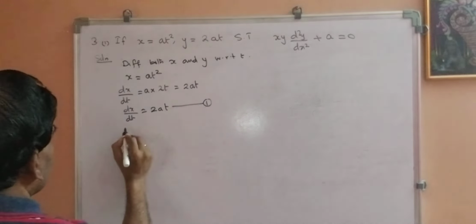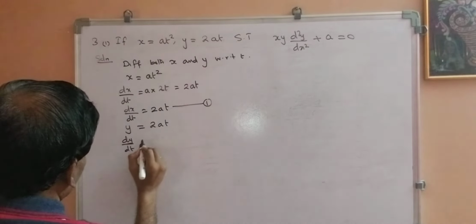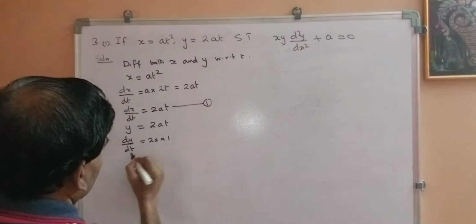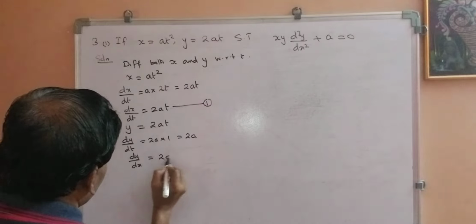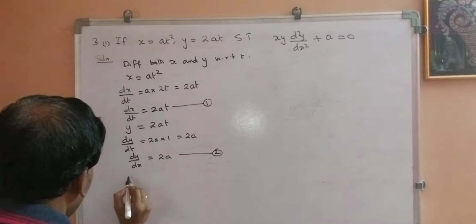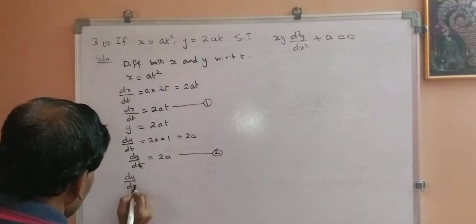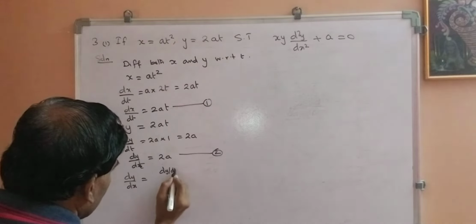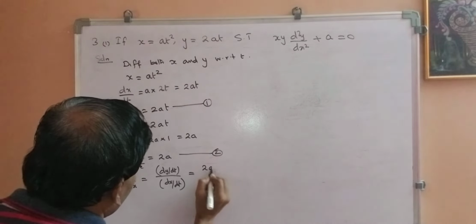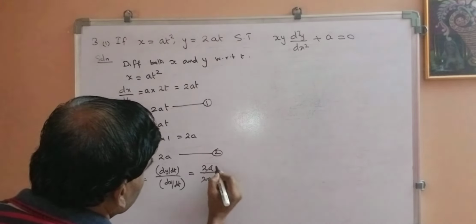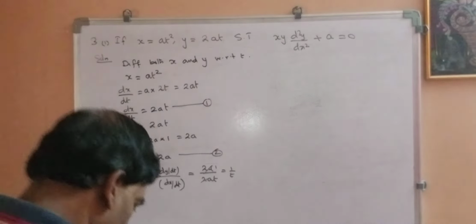Equation number 1. Similarly, what is y? 2at. So differentiating y with respect to t equal to 2a into, what is the derivative of t with respect to t? 1. So dy by dt equal to 2a. Now first of all we will find out dy by dx. dy by dx equal to dy by dt upon dx by dt, which is equal to 2a upon 2at. So 1 upon t. We have got 1 upon t.